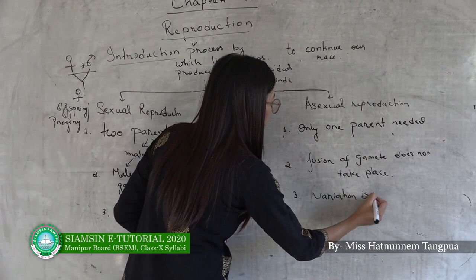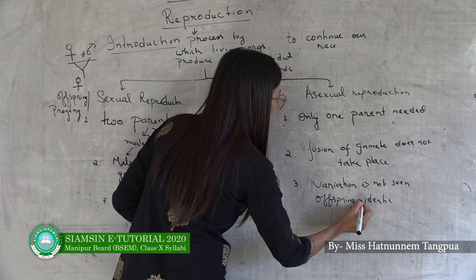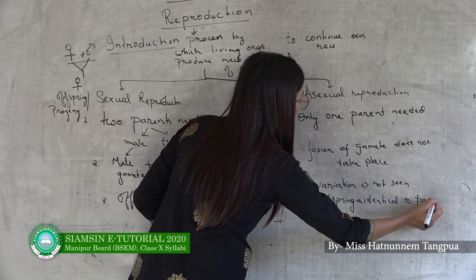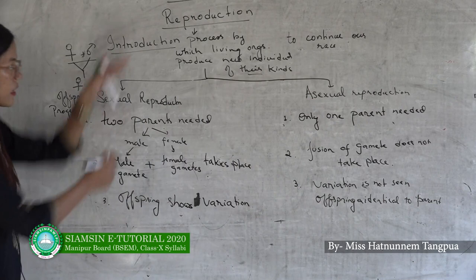Offspring are identical to parents. Offspring or progeny are exactly the same as the parent. This is just the introduction part.